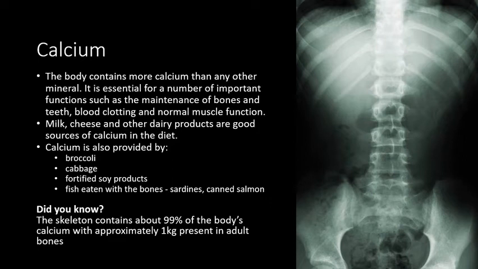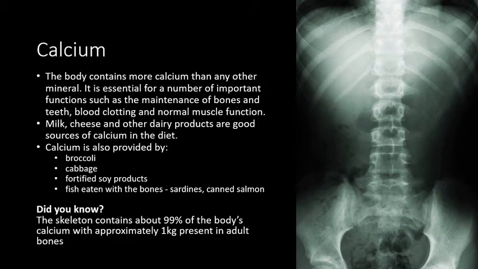So milk and cheese and dairy products are a really good source of calcium in the diet, but it's also provided by non-animal products such as broccoli, cabbage, fortified soy products. So if you drink soy milk, a lot of those have calcium added to it. And fish, if you're eating fish with a bone, so really small fish like sardines and canned salmon oftentimes have little bones in them, and that's a great source of calcium.